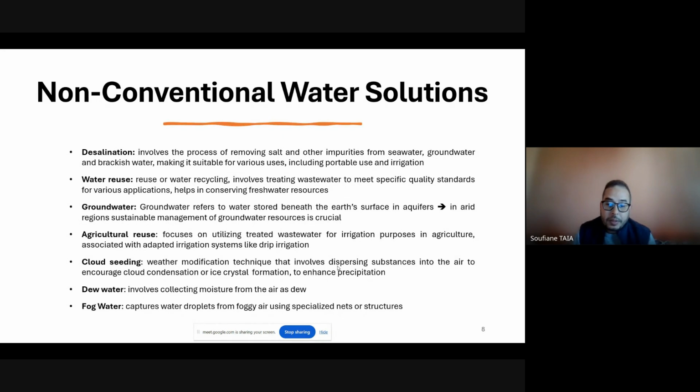Furthermore, we could stand out some promising methods such as cloud seeding, dew water, and fog water. Those methods provide supplementary water sources in areas with high humidity or fog occurrence, and also in hard conditions like in mountains, etc.